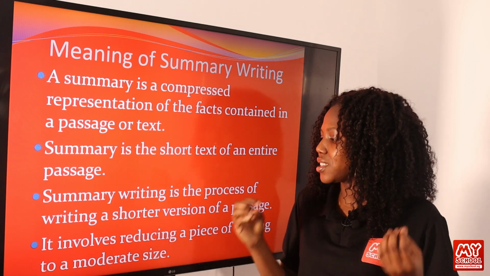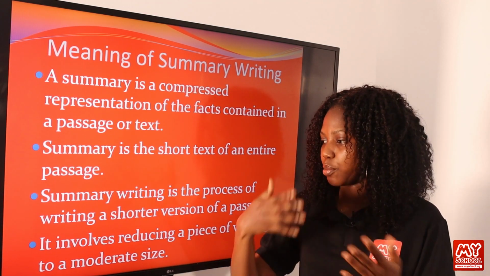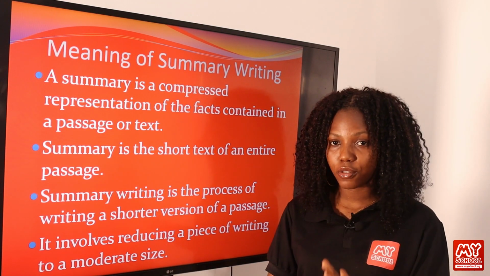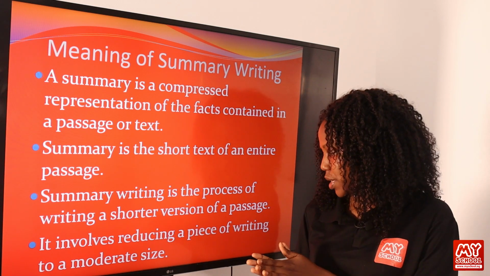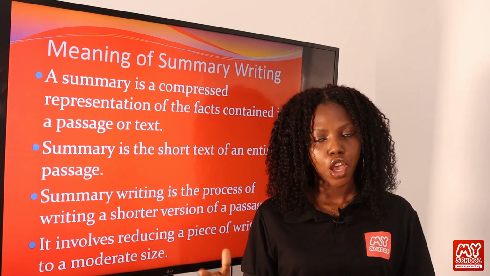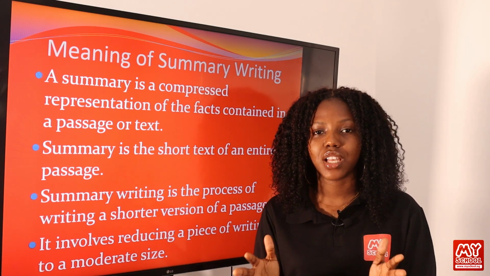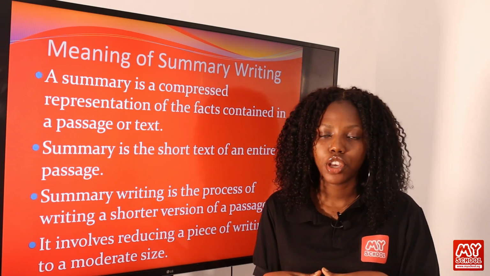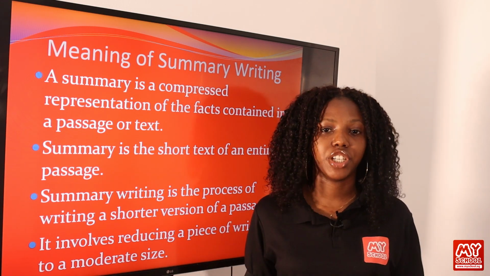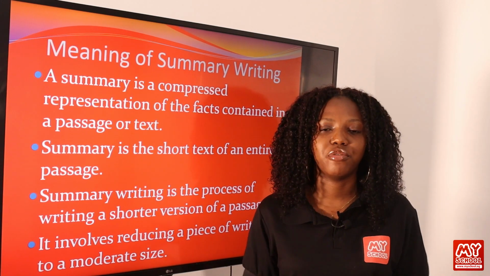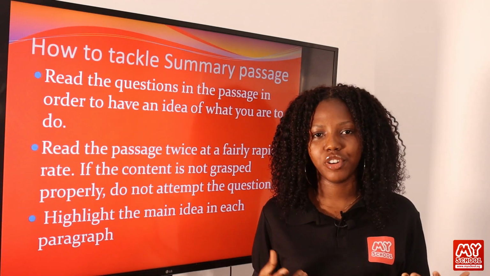Now, summary writing is the process of writing a shorter version of a passage. It's a process because it has to do with writing. It's a process of writing a shorter version of a passage, and also we can say summary writing involves reducing a piece of writing to a moderate size. So we can see the words short, less, reduce. All of these have to do with summary writing. So you are reducing a piece, you're shortening it, you are making it lesser than the original passage or the original text. Okay, so now that we have an idea of what summary writing is, let's move to the next objective, which is how do we tackle summary writing?